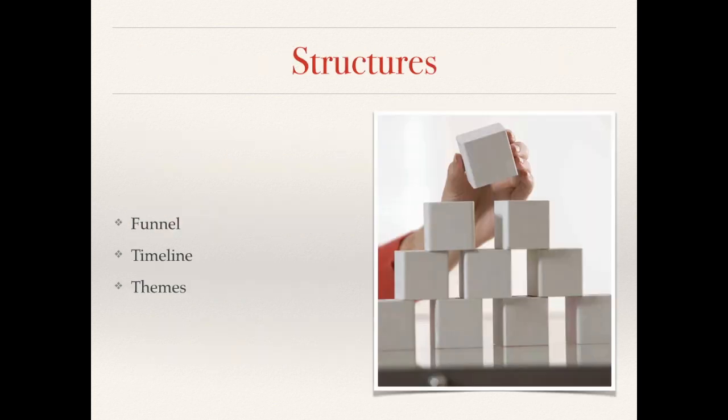In terms of actually writing the review itself, there are 3 structures you might think about using. They are the funnel, the timeline, and themes. To be sure, these are not the only ways to write a literature review, and personal style, as well as the topic itself, will also dictate the way in which a literature review is completed. Let's first take a look at the funnel structure.